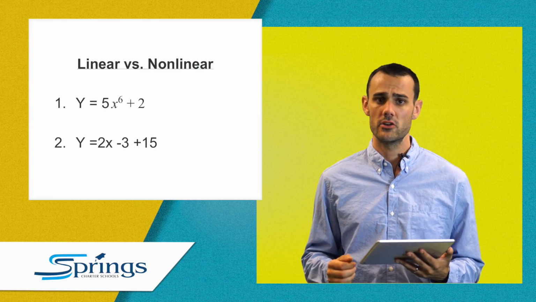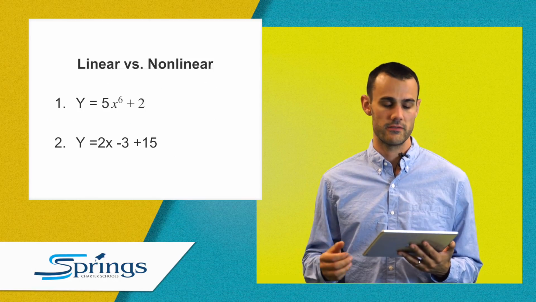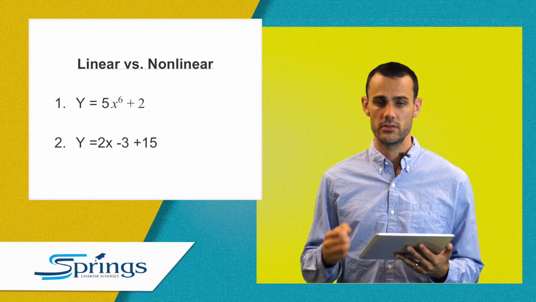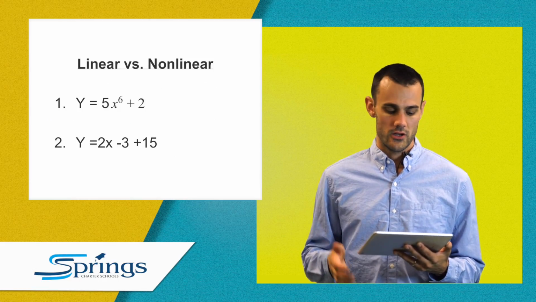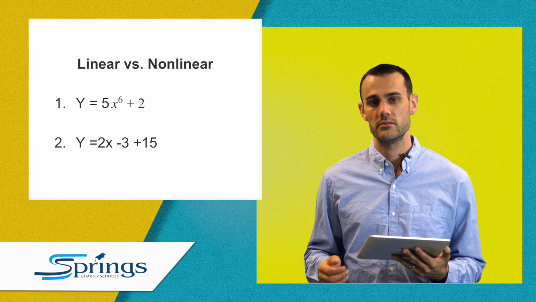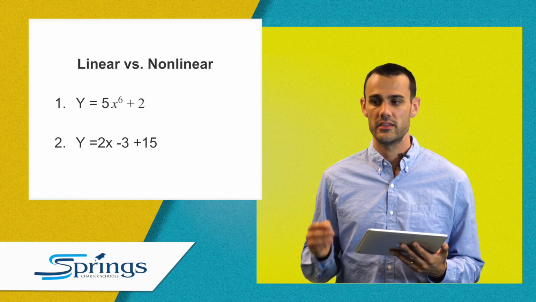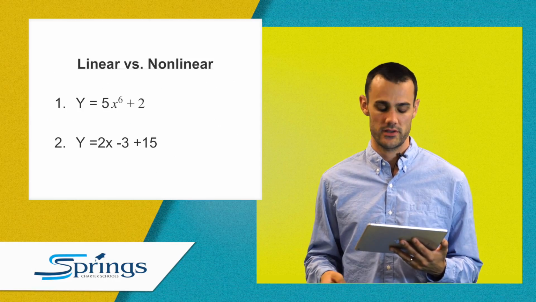So here's a quick little quiz for you here at the end. Linear versus nonlinear. Ask yourself, in question 1, y = 5x^6 + 2. Do you think it's linear or nonlinear? Well, based on what we see here, having an exponent inside that equation, we should think to ourselves that is a nonlinear equation because linear equations do not have exponents.